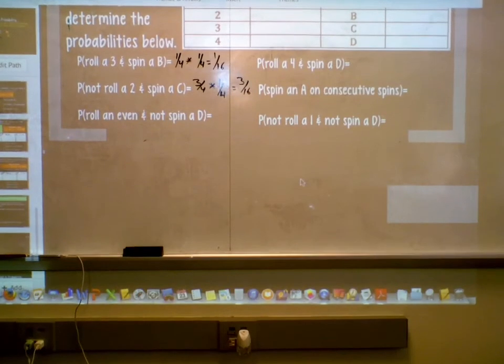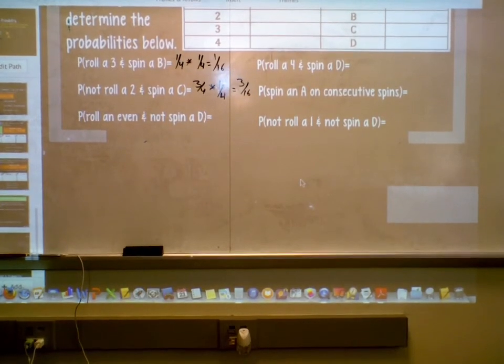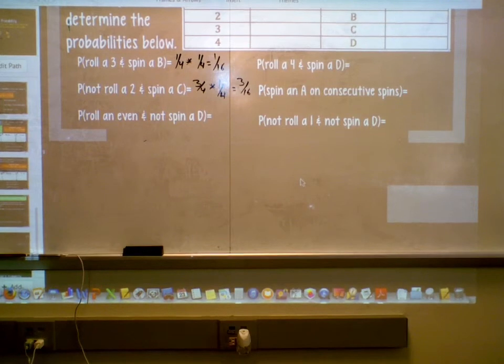Would it be 8? Consecutive, it should be on. I have an extra C. So spinning an A on consecutive, that means spin 1 is an A and spin 2 is an A, right? So in the first spin, what's the probability of getting an A? 1 out of 4. On the second spin, what's the probability of getting an A? 1 out of 4. So you have 1 out of 4, 1 out of 4. What do you do with them? Multiply, because it's and. So an A on the first one and on the second. You want us to reduce it to the simplest fraction? Yes, please.